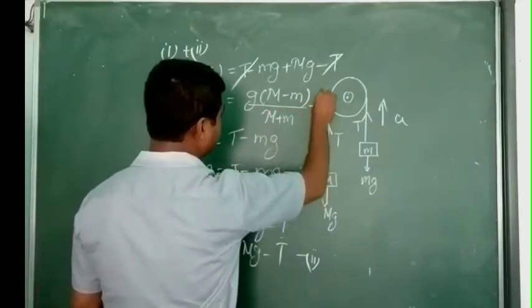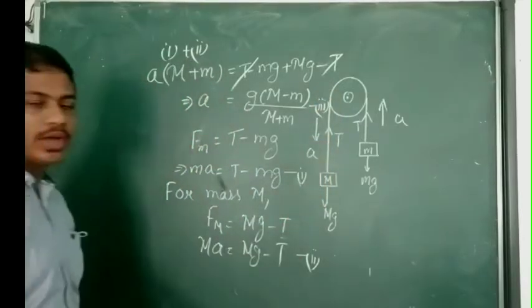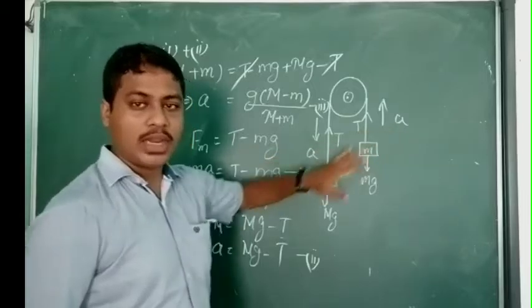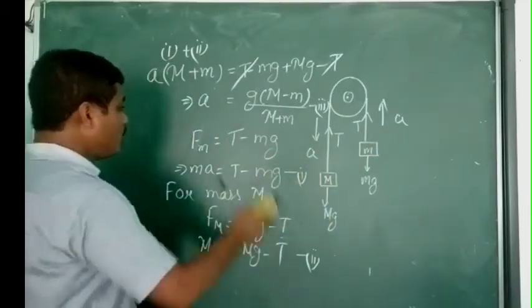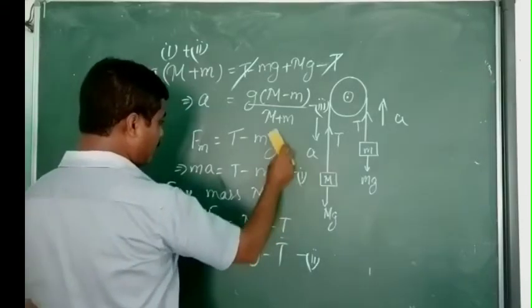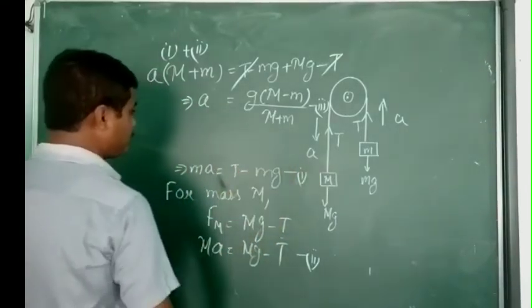This is equation number 3. So we have got the acceleration of the object. Okay, so what is the acceleration? We have found it out. Now we need to find out the value of the tension. Put the value of a in any of the equations. I will be putting it in equation number 1.